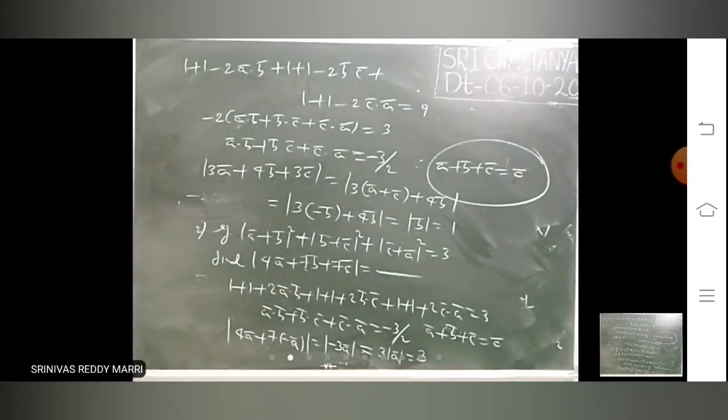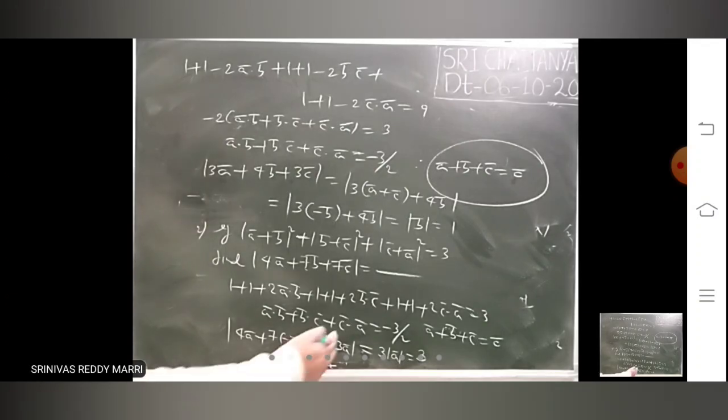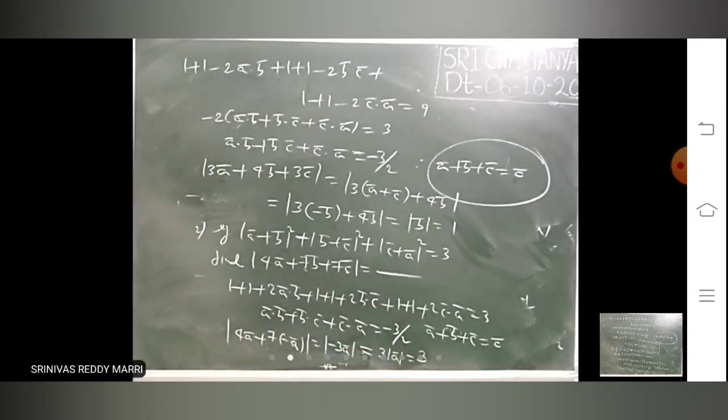Modulus a bar is 1. That means answer is what? 3. Like that. Whenever you got minus 3 by 2 and unit vectors, then a bar plus b bar plus c bar is what? 0 bar.